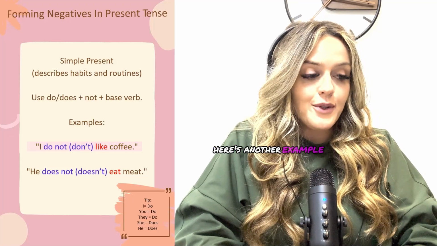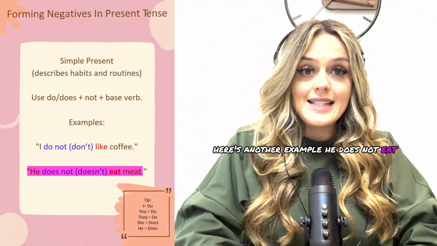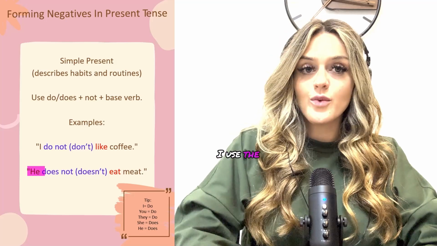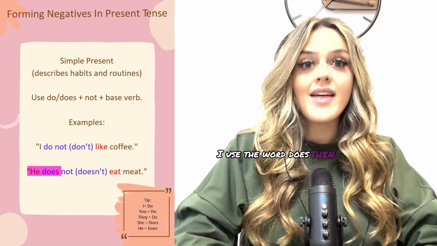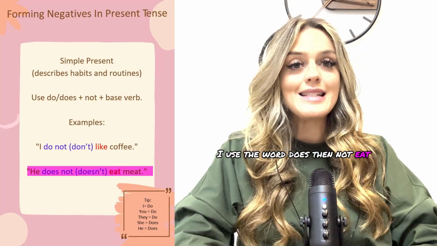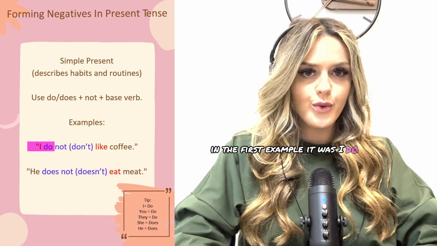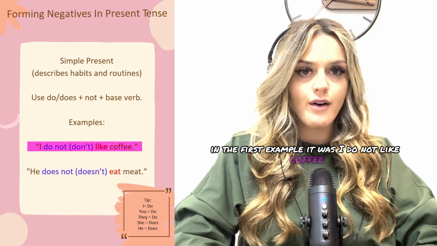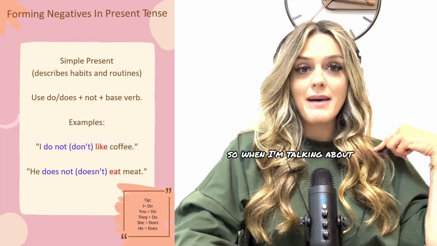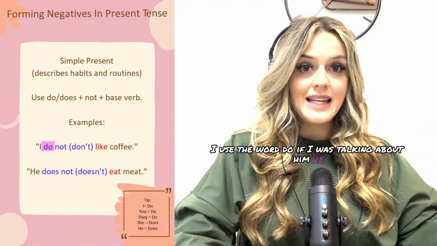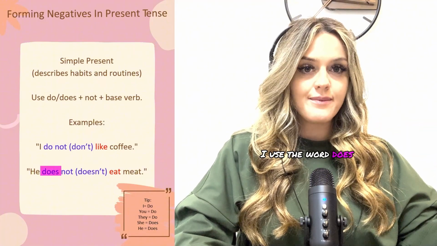Here's another example. He does not eat meat. So my subject is he. I use the word does, then not eat meat. In the first example, it was I do not like coffee. So when I'm talking about myself, I use the word do. If I was talking about him, he, I use the word does.